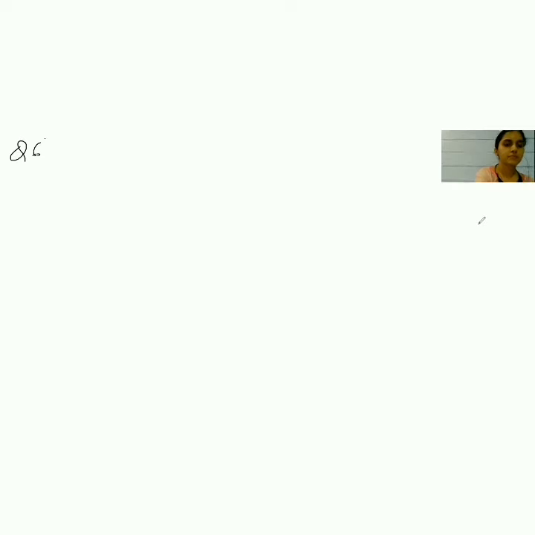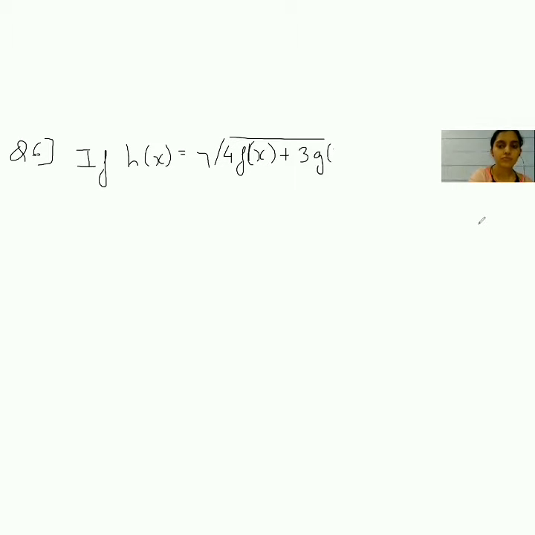Question 6. If h of x is equal to under root of 4 f of x plus 3 g of x, find, sorry, not find, they've given us values also. f1 is equal to 4, g1 is equal to 3, f dash 1 is 3, and g dash 1 is 4. Find h dash of 1.